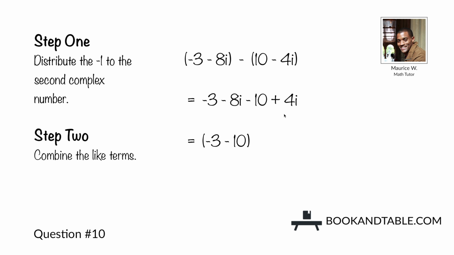And now we want to combine the like terms. So we have negative 3 and negative 10 for our real numbers. So we'll combine those. And we'll add that to our imaginary numbers, negative 8i and positive 4i. And now once we combine these terms, we get negative 3 minus 10, which is negative 13. And we get negative 8i plus 4i, which is negative 4i. So the difference of negative 3 minus 8i minus 10 minus 4i is equal to negative 13 minus 4i.